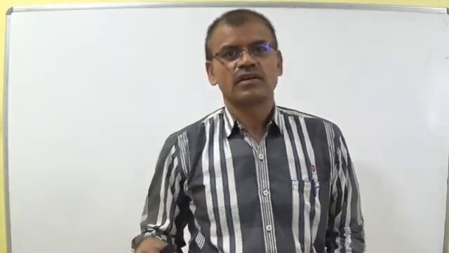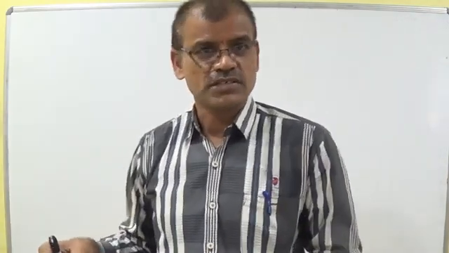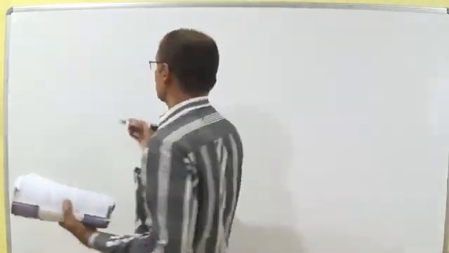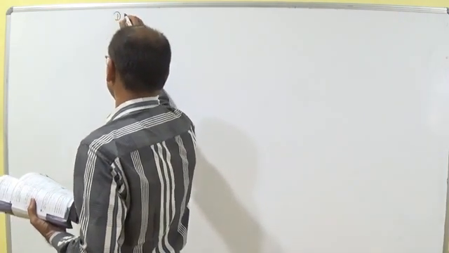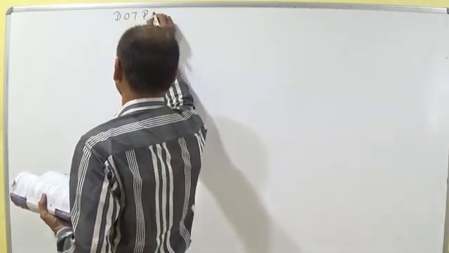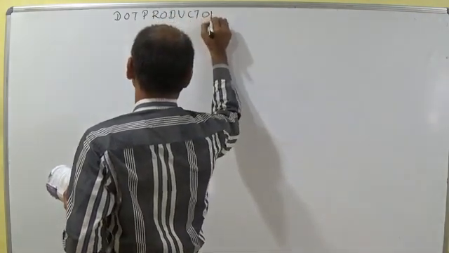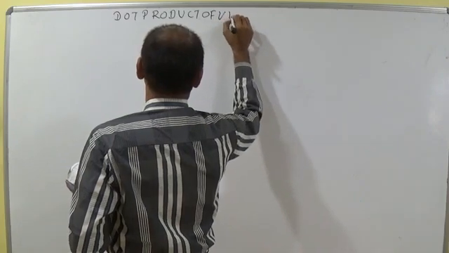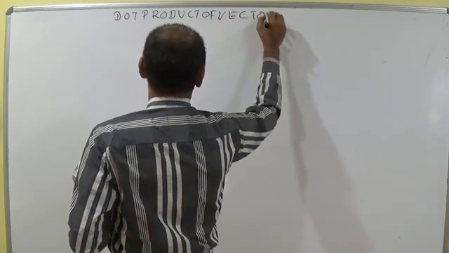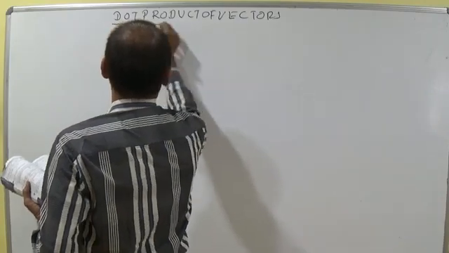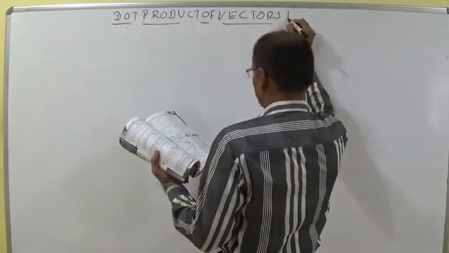Students, now we are in the topic of dot product of vectors. Yesterday we discussed dot product of vectors level 3 until two sums. Two sums we completed. Now let us discuss the third sum, dot product of vectors level 3. Third question.